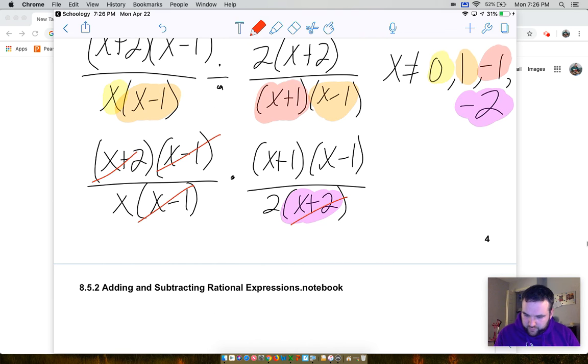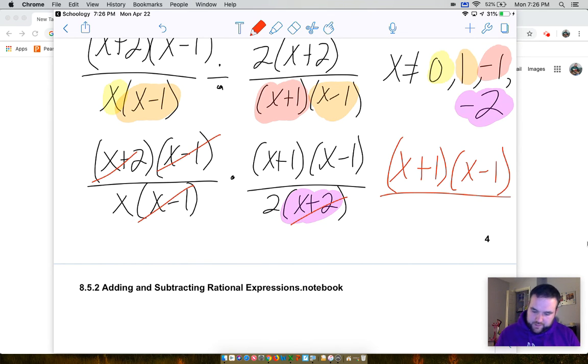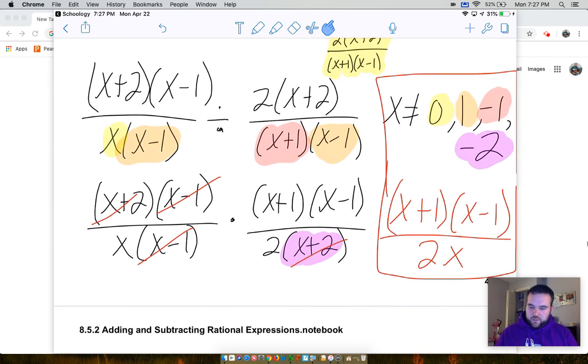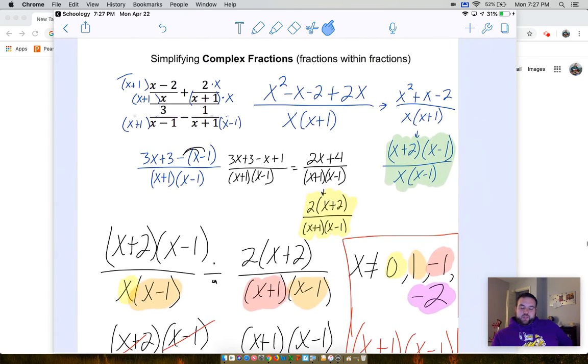So then I end up with x plus 1 times x minus 1 on top, all over, all I have left is this x and that 2. This is all multiplication, so 2x. There's my end result. Hooray! So, kind of a lengthy process.